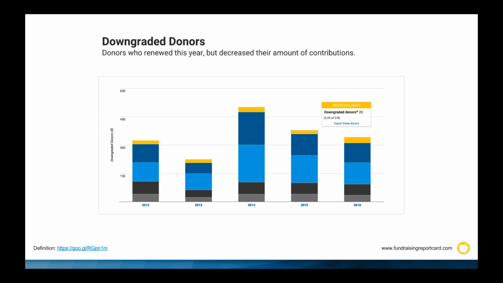So downgraded donors. This is an interesting performance metric because these are donors who renewed this year. So it's a donor from last year who renewed their contribution this year. And that's a win. We have to acknowledge that's a win. But they decreased their amount of contributions year over year. So they renewed, but they decreased. There's a story there. There's something going on.